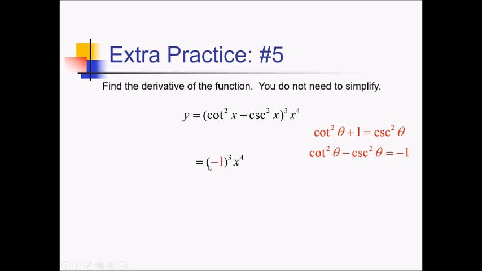Negative 1 cubed is just negative 1. So this is really negative x to the fourth. And now the derivative of negative x to the fourth, because we actually haven't taken a derivative yet, that's going to be negative 4x cubed.